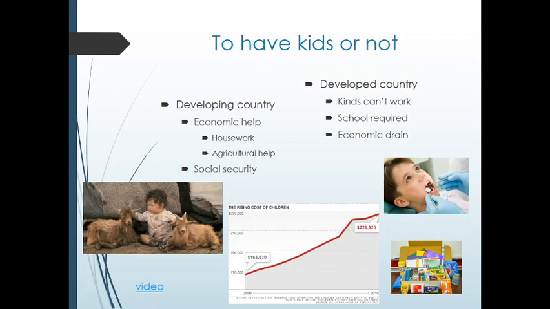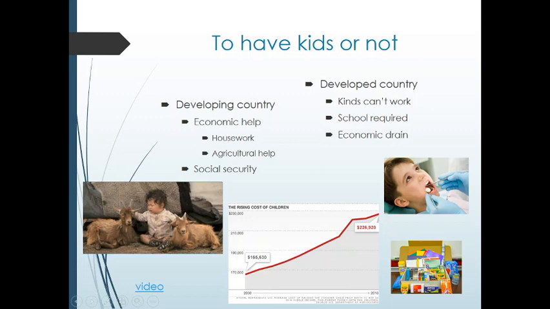I have to send them to school. I have to buy them school supplies. I have to fix their cavities, right? Kids are not allowed to work. They can't work until they're 15 years old or whatever, and so during that time they're a complete economic drain, I should say. Sorry. But think about a developing country, right?